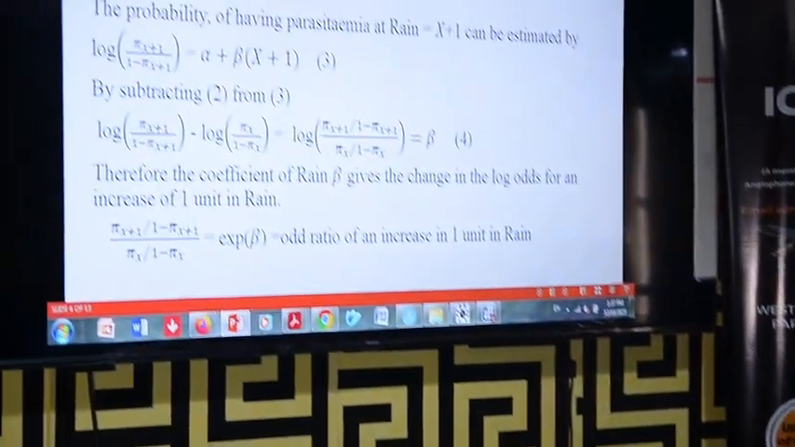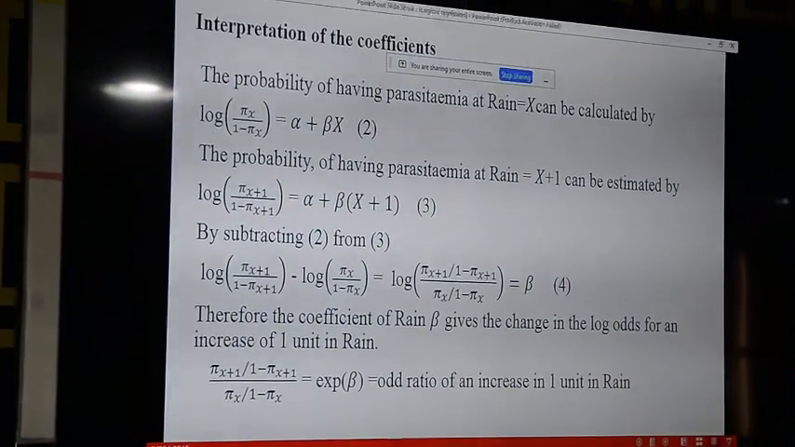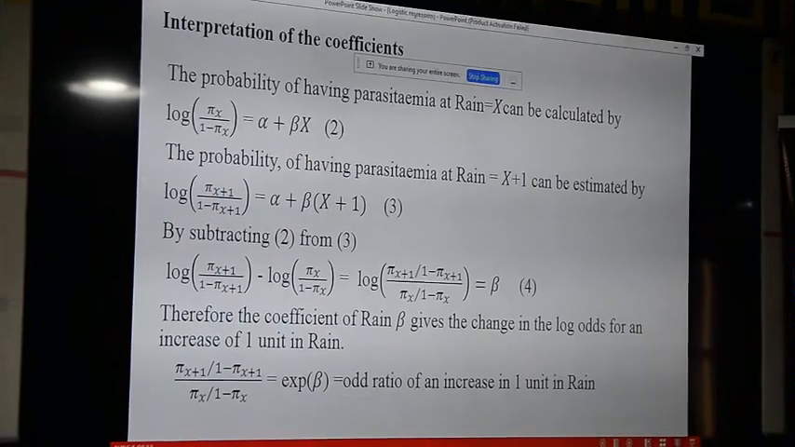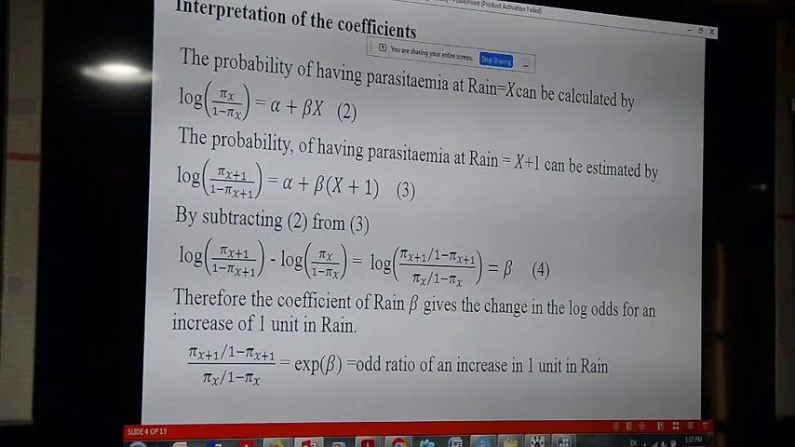Now, if you have your beta and you want to interpret your betas, the coefficients of the logistic regression equation, how do we interpret it? Let's say this is the log of pi x over 1 minus pi x equal to alpha plus beta x. Then increase your x by just a unit, so that you can get, if x increases by a certain amount, what would be the expression of beta for that?